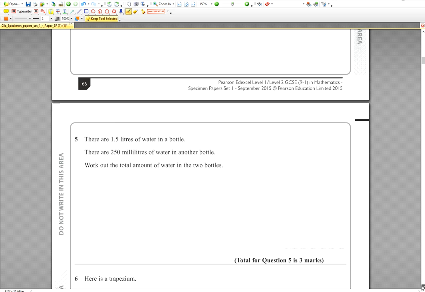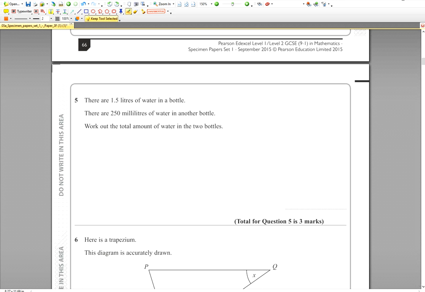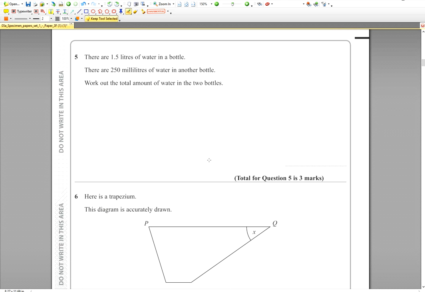Question number 5. Now question number 5 is a nice straightforward question because you have a 1.5 litre water bottle, and there's 250 milliliters in another bottle, and you've got to work out the total. The only thing we have to be careful of here is that we have litres and we have milliliters. We have 2 different units, so you have to make the units the same. The easiest one to make the same would be to change your, I mean, it actually doesn't matter which way you do it.